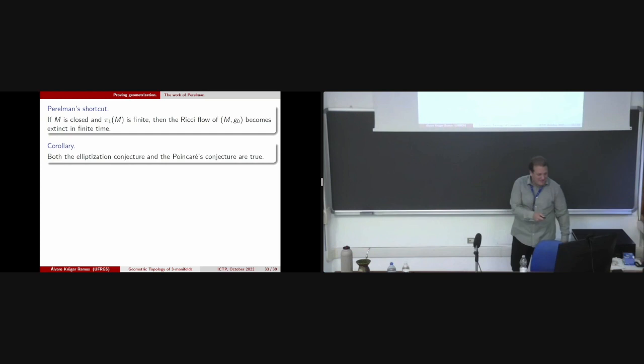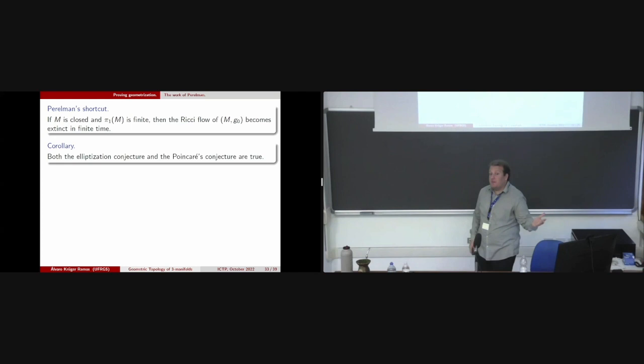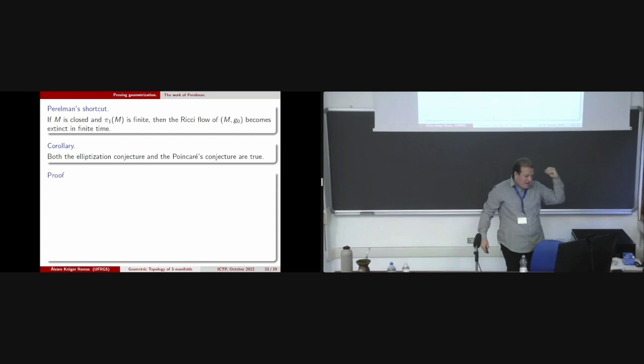If M is closed and pi 1 is finite, the Ricci flow becomes extinct in finite time. What does it mean to become extinct? It means that you just removed all the components. It means that you are empty. The Ricci flow gives you an empty solution. The proof of the corollary using Perelman's shortcut.